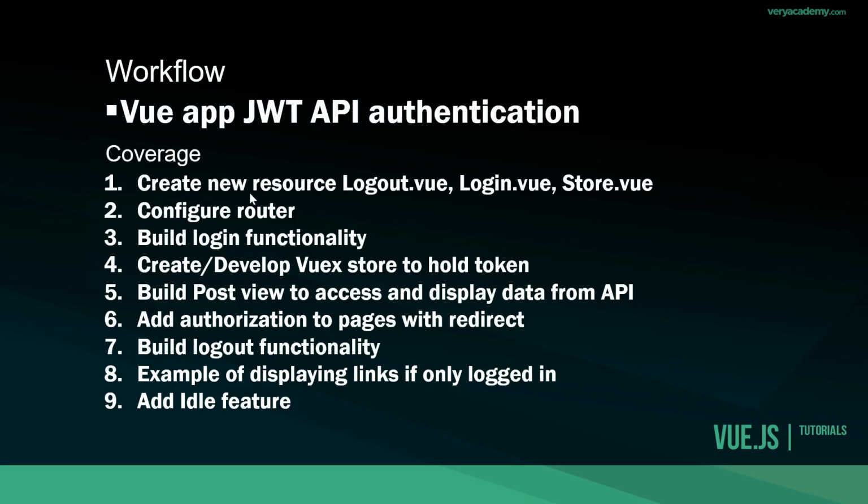So hopefully you enjoyed this tutorial. Again, this wasn't intended to be a complete guide, but an overview of some of the basics. So hopefully you've got a grasp of some of the basics here in terms of setting up a Django API, setting up Vuex, particularly in this tutorial, and then how to manage the properties and values within the store. And then going through some of the basic functionality you might want to include in an app like this: building the logout, authenticating pages, an example of displaying links only if logged in, and then, as an added bonus, I guess, adding the idle feature.